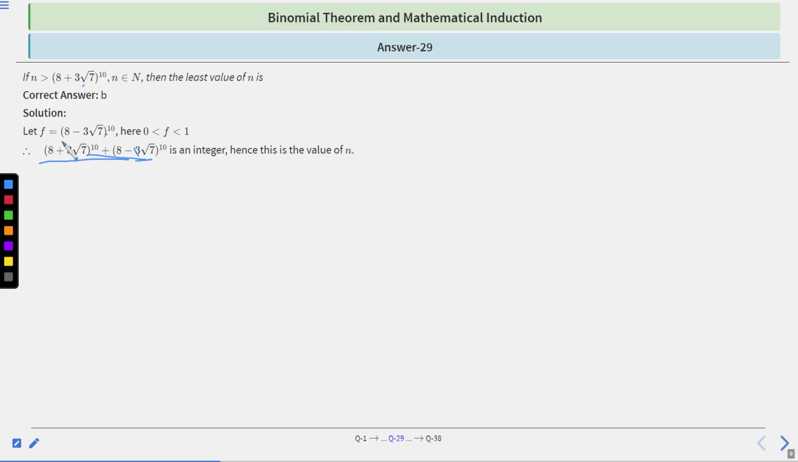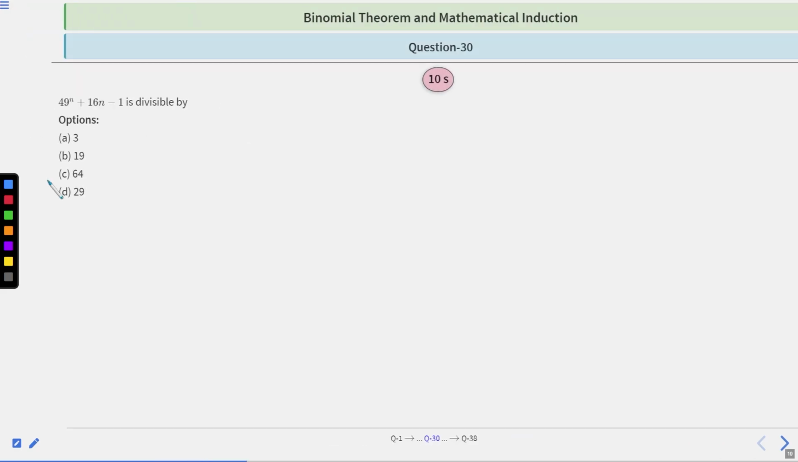So this thing is greater than this thing. This thing, (8 + 3√7)^10 + (8 − 3√7)^10, is greater than this one, right? And this is an integer. Clear? So I think option B is the right one. Let's move to the next question.